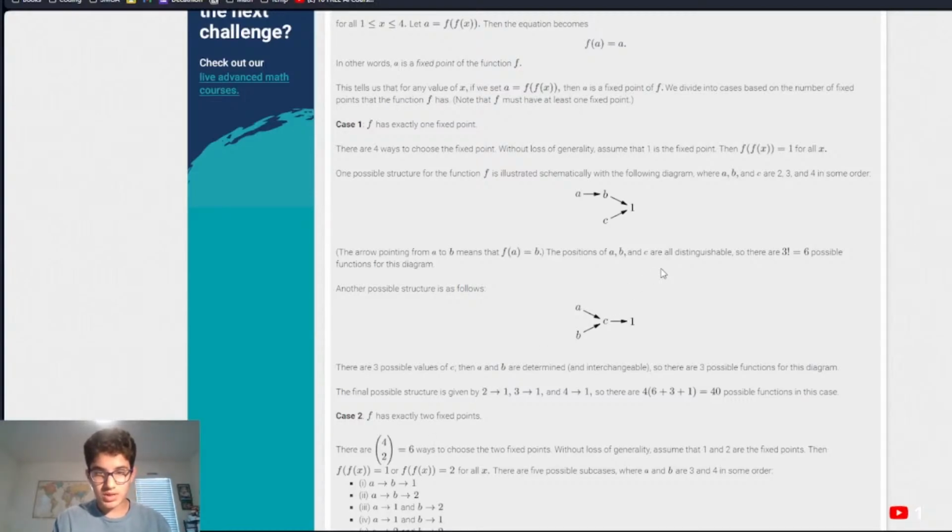The positions of A, B, and C. Assume that one is a fixed point, then f of x equals 1. Okay. One possible structure for the function is this.